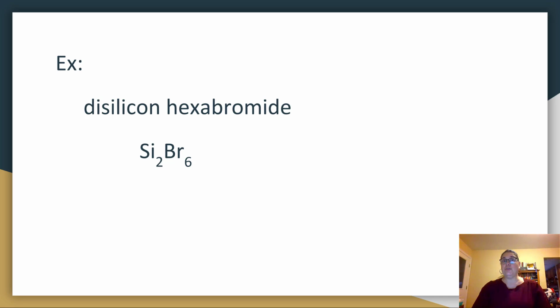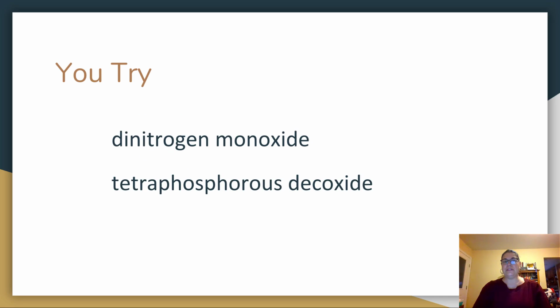Okay, now you try. Here are 2 examples. Stop the video and write the formulas. Come back when you think you've got them correct. Okay, now that you're back, let's check this out. Dinitrogen monoxide is N2O, and tetraphosphorus decoxide is P4O10. Hope you got these correct.